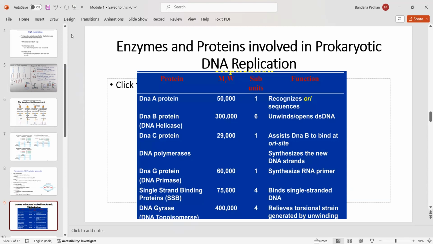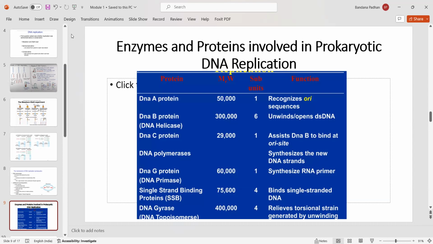Another protein is DnaC. The molecular weight is 29,000 and it has only one subunit, and it assists DnaB to bind to the origin of replication site and also to synthesize the new strand of DNA. And DNA polymerase, as we have already discussed, is of 3 types: 1, 2, and 3.